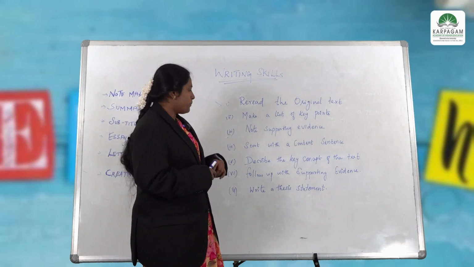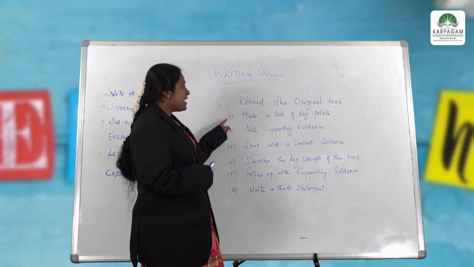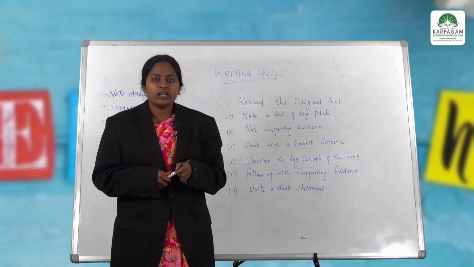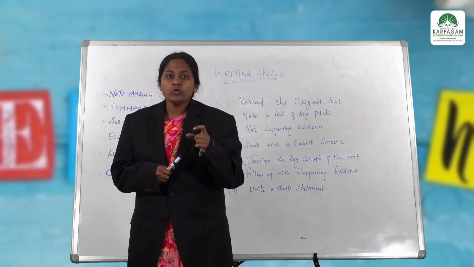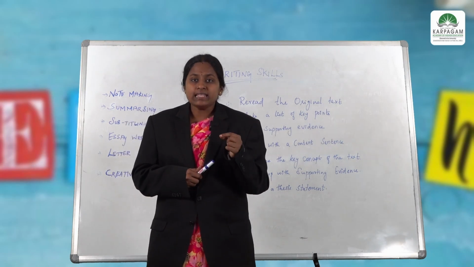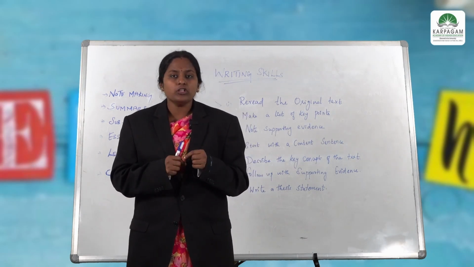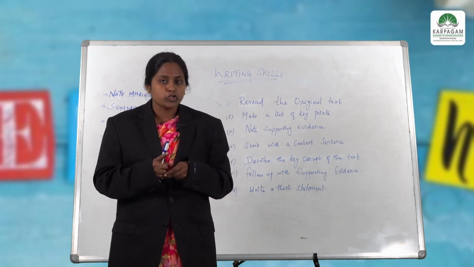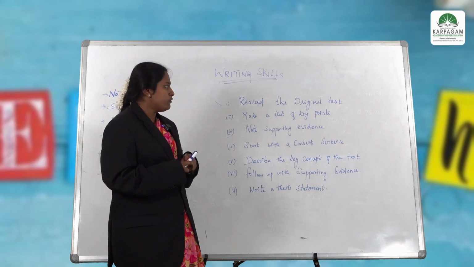So in that process, the second step is making a list of key points. For example, as I said, Shakespeare's Macbeth, you should make scene-wise or theme-wise notes and key points in your own words. So that is the second step you should follow: make a list of key points.